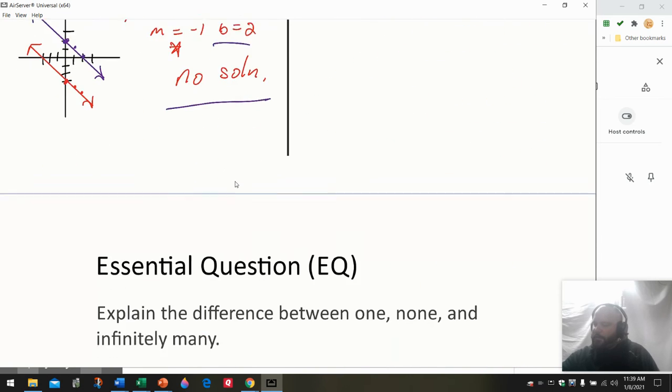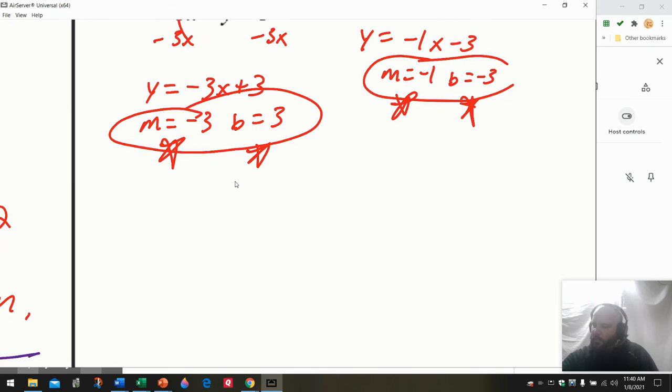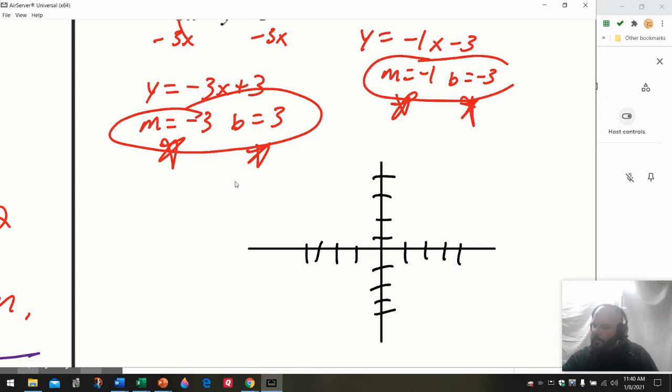Now when I graph these, we should be able to see that. Go ahead and draw a coordinate plane. The b is 3, and then we're going to go down 3 over 1, and we'll draw our line right there. So there's our first line. That's this one right here with the stars, all the stars with 4 stars.